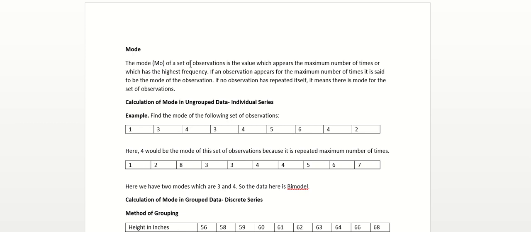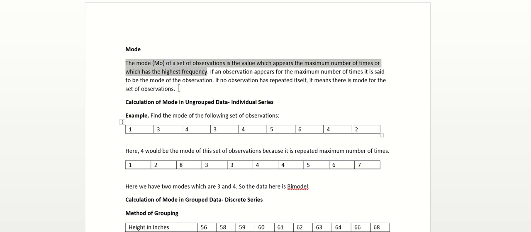So what is mode? The mode of a set of observations is the value which appears the maximum number of times, or which has the highest frequency. Mode is the number in any data which appears the maximum number of times. If an observation appears the maximum number of times, it is said to be the mode of the observations. If no observation has repeated itself, it means there is no mode for the set of observations.